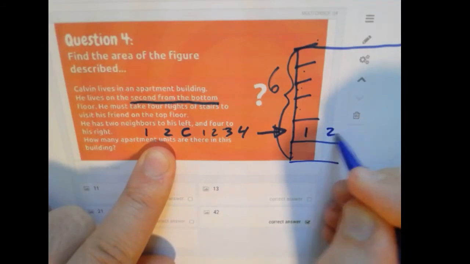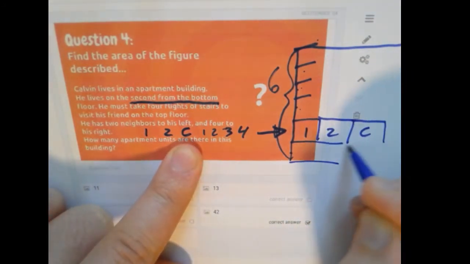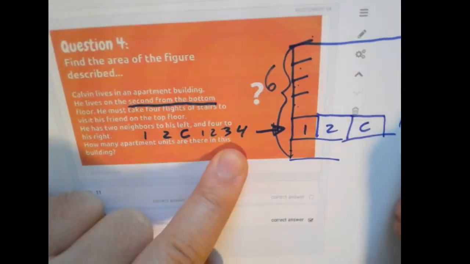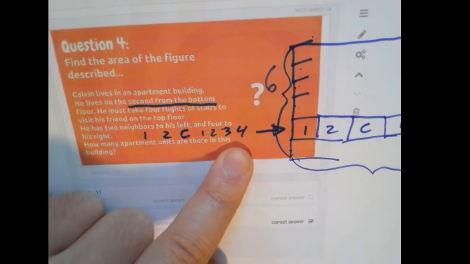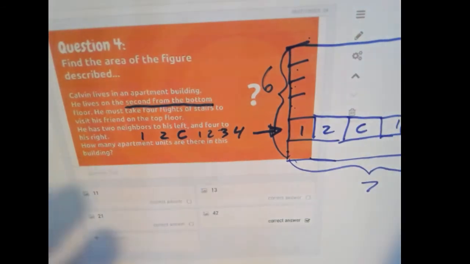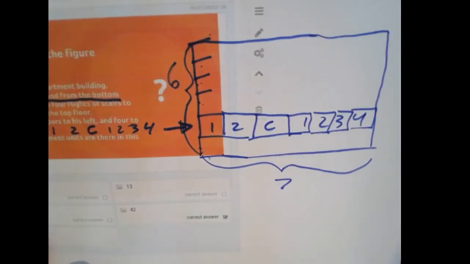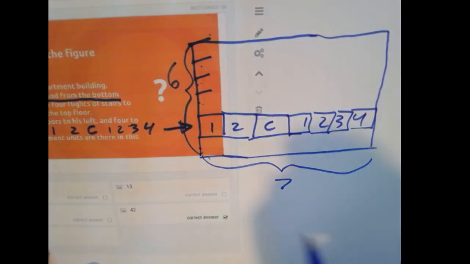There's the 1 and 2 to his left, then there's Calvin, and then there's 1, 2, 3, 4 neighbors over in that direction, giving us a width to this big rectangular building of 1, 2, 3, 4, 5, 6, 7. So to find the total area, sorry about that, went off camera. So to find the area, it's 6 floors times 7 people on each floor. 6 times 7 equals 42, right?